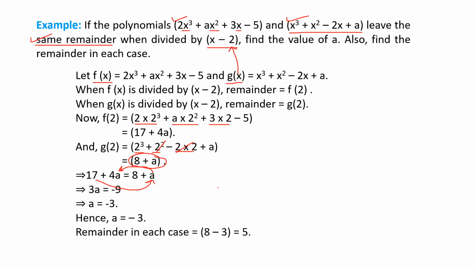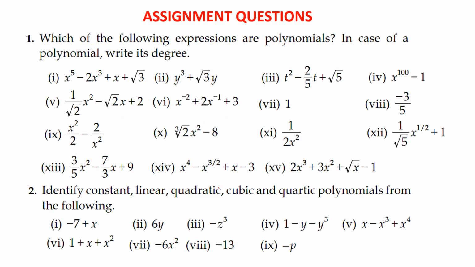Okay. So this is the last question of this revision number 1. Now we are moving toward the next section, that is assignment questions. So these are the questions. In the first question, you have to check which expressions are polynomials, and in case of a polynomial, you have to write the degree. In the second one, you have to identify which is constant, linear, quadratic, cubic, quartic. Quartic is another word for biquadratic polynomial.